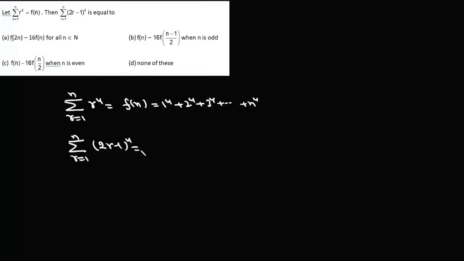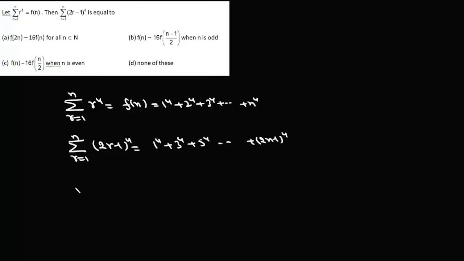Now it should be r here. r varies from 1 to n, r to the power 4 is equal to Fn. That means 1 to the power 4 plus 2 to the power 4 plus 3 to the power 4 up to n to the power 4 is Fn. We need to find this sum: summation r varies from 1 to n of 2r minus 1 to the power 4. So we need to find 1 to the power 4 plus 3 to the power 4 plus 5 to the power 4 up to 2n minus 1 to the power 4.